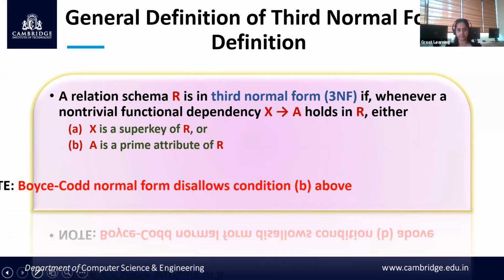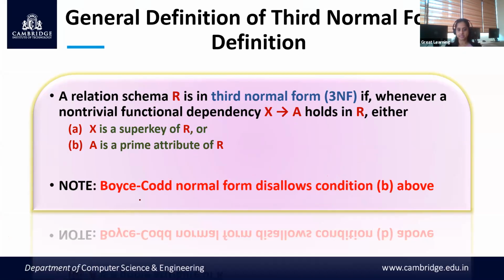BCNF is also very easy. What is BCNF? Boyce-Codd normal form, BCNF. It is very simple. It is the same definition as third normal form, only this part is not there, that is, A being a prime attribute is not there.